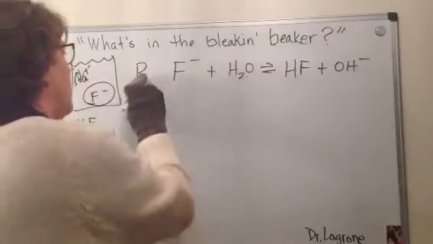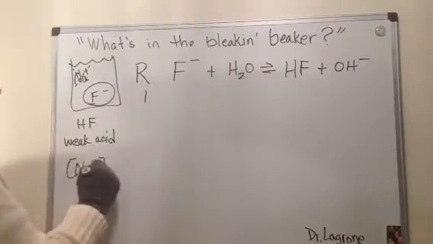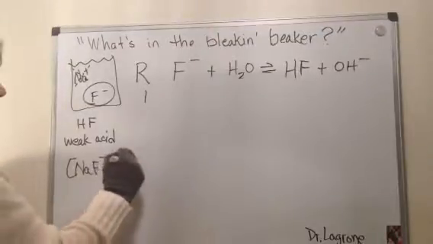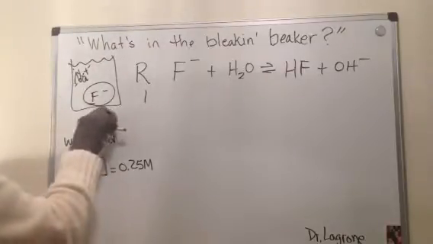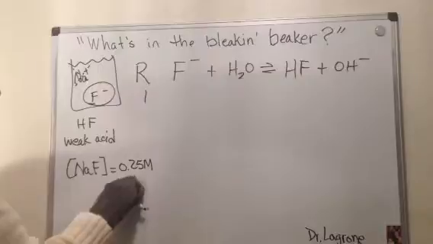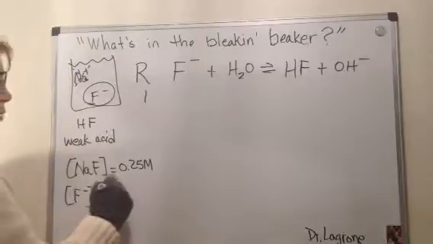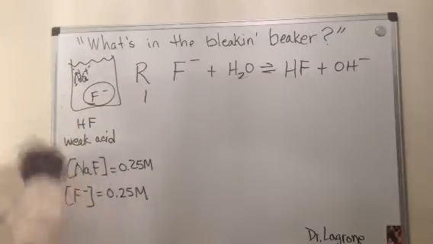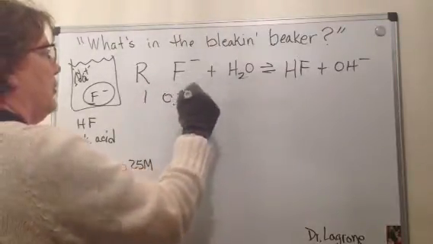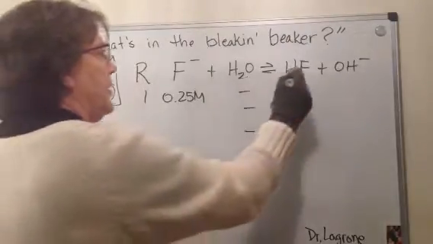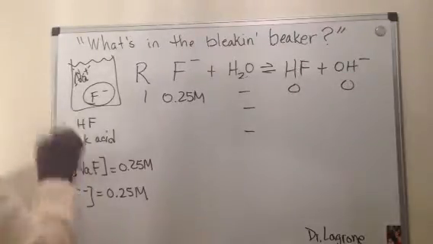Initial. So to do your initial row of the table, I need to tell you the concentration of that salt that's in the beaker, sodium fluoride, and I'm going to say it's 0.25 molar. So when the sodium fluoride dissociates, you realize that you get 1 mole of fluoride ion for every mole of sodium fluoride. So the concentration of fluoride is simply 0.25 molar. It's also the concentration of sodium ion, but sodium ion is not in my reaction. So for initial, we have 0.25 molar fluoride ion. Ignore water. We don't have HF or hydroxide initially because the only thing in my bleakin beaker is the salt, sodium fluoride.